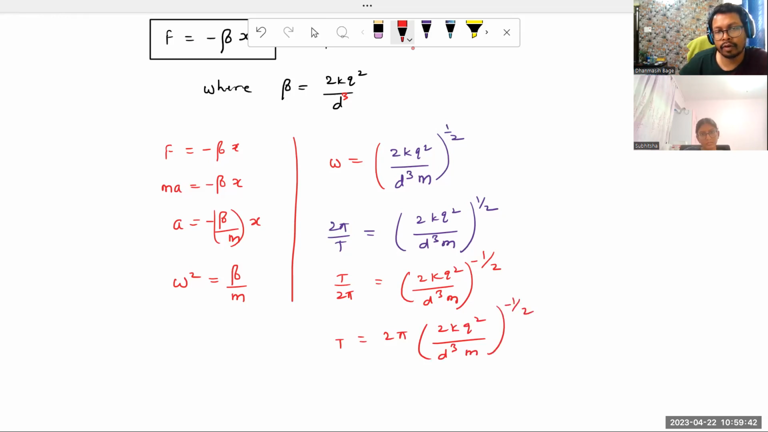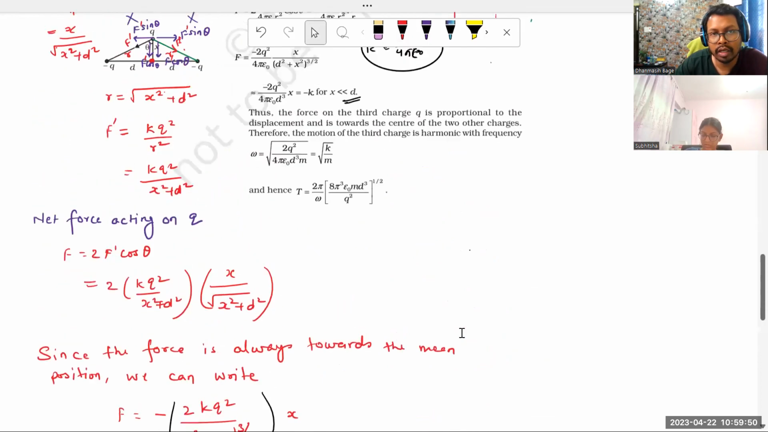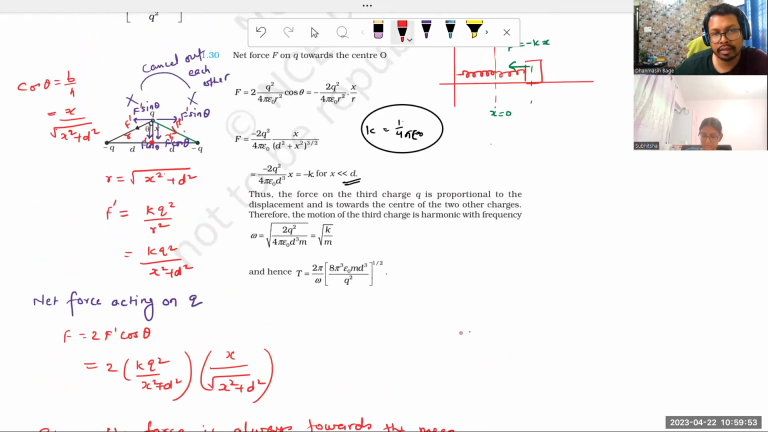This is the simplest form. You can just leave it here. No need to do this thing, right? Now you can put the value of k here, 1 by 4 pi epsilon naught, and then you'll get the same answer. Time period is equal to exactly this much.